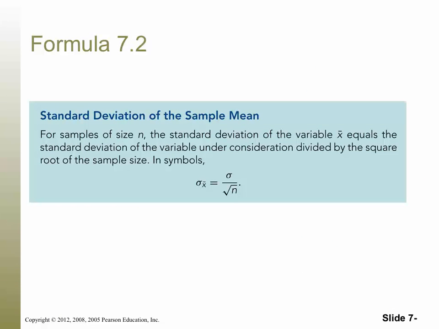Okay, so here's how we get this. This is the standard deviation of the sampling distribution of means. So it's the standard deviation of sample means. We're going to take the population standard deviation. We're going to divide by the square root of n. So what happens? The bigger that n is, the smaller this is, right? If you divide by a larger number, you get a smaller number.